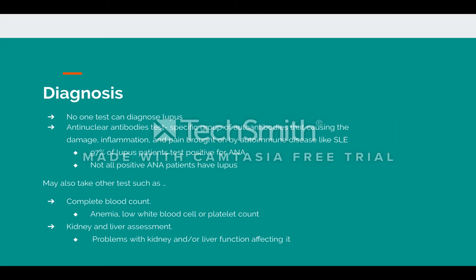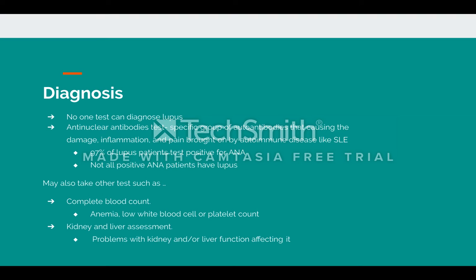97% of lupus patients test positive for ANA. Not all positive ANA patients have lupus, though. Other tests completed might be a blood count test or a kidney and liver test. Blood count tests measure the number of red blood cells, white blood cells, and platelets, and your hemoglobin.